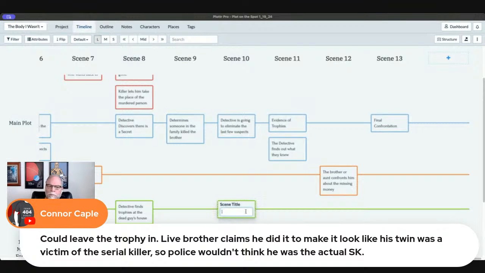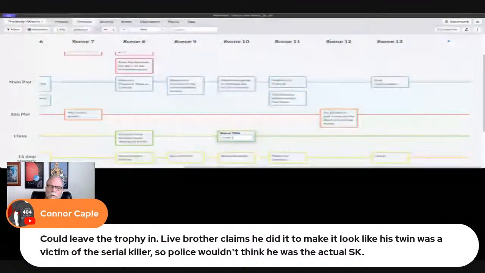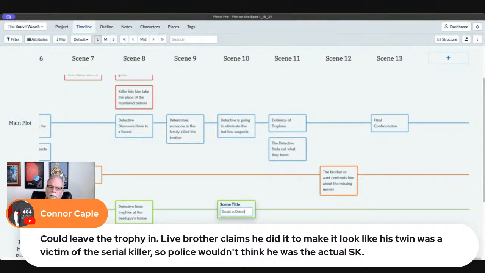Like here, there is going to be some doubt in the detective, no matter what clues we've added up. And this is where he gets the final clue, confirmation of his story. And then in the final confrontation, this is where we resolve all the clues. Okay. Everybody see where that's going? Okay.